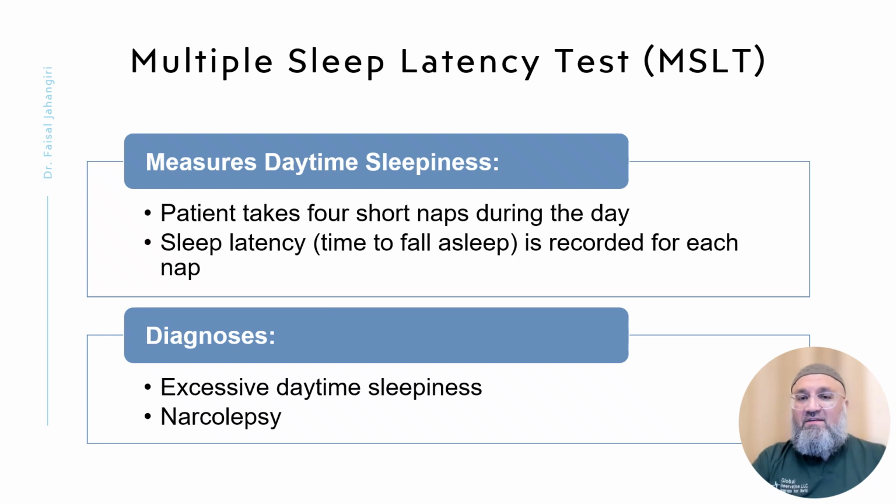The next test is called the multiple sleep latency test. It is a daytime test used for measuring sleep onset latency, how long it takes the patient to go to sleep, and the appearance of REM. It measures physiological sleepiness. There are 5 nap opportunities every 2 hours. So the test measures how long it takes for a person to go to sleep and to reach the REM stage of sleep.